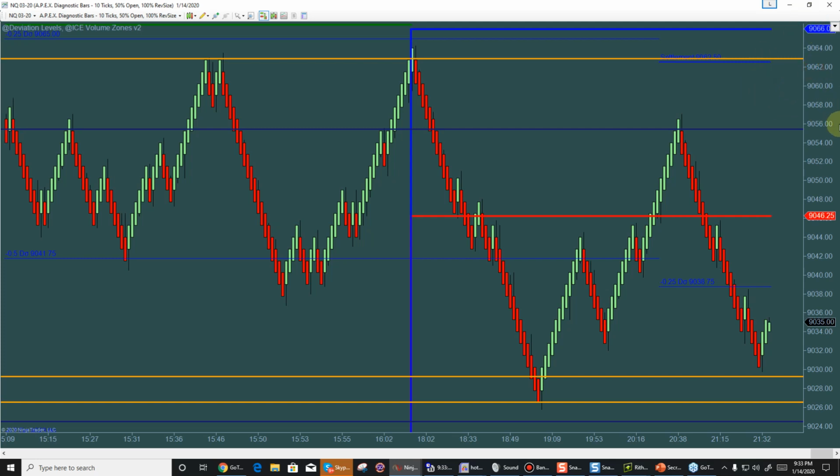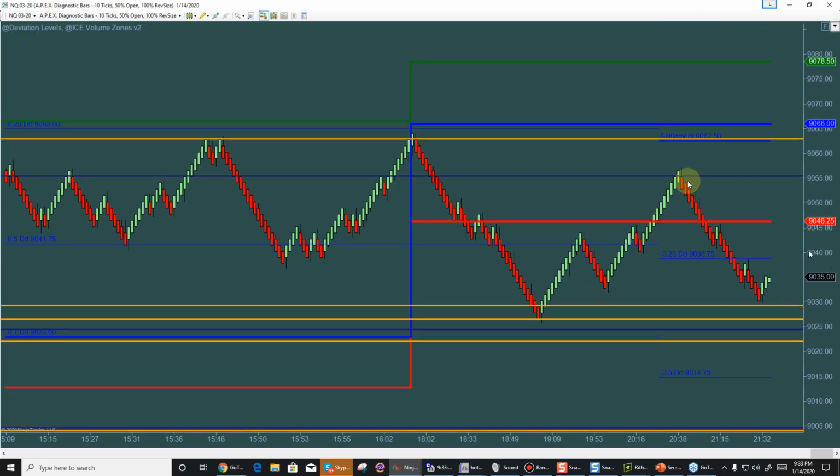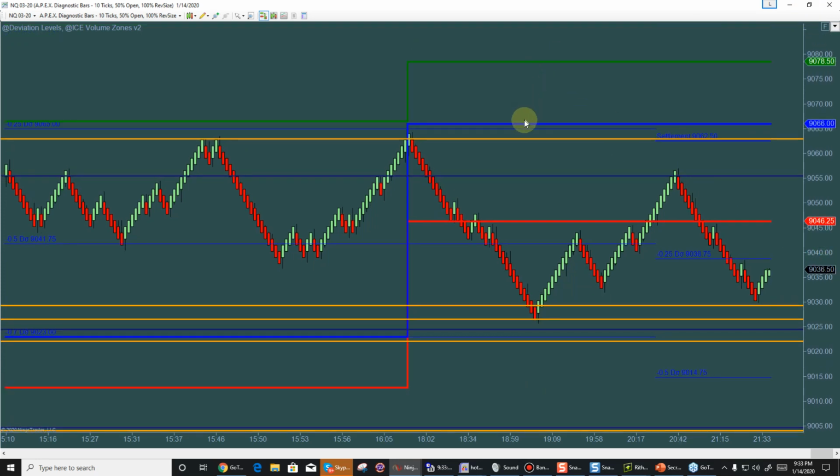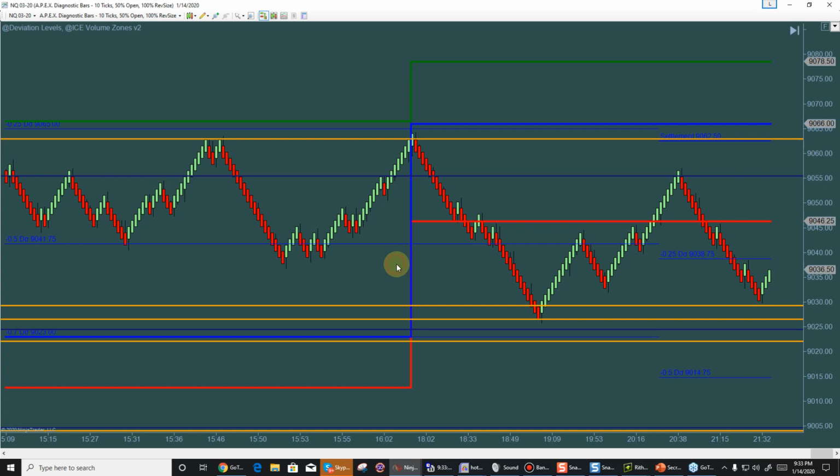If I shrink this down a little bit, you're going to see there's a green line, a blue line, a red line. The green line is the upper area of where 70% of the volume took place, and the red line is the bottom. Between these two levels is where 70% of the volume from yesterday took place. The blue line is where the most volume from yesterday took place.